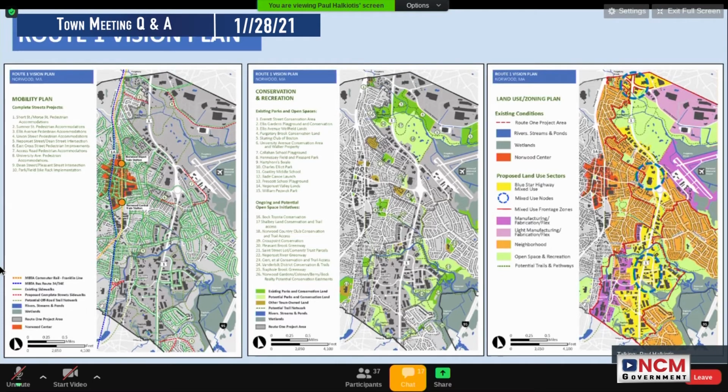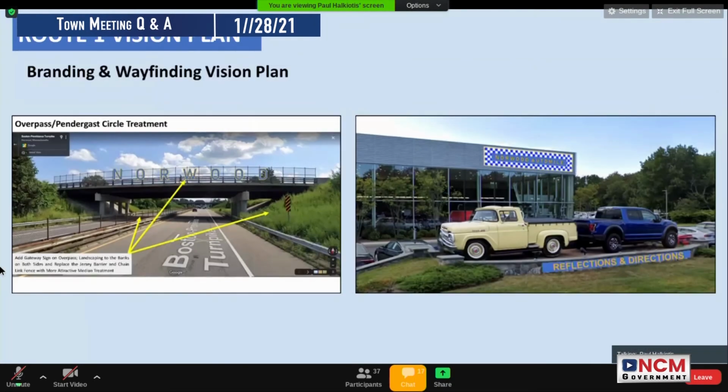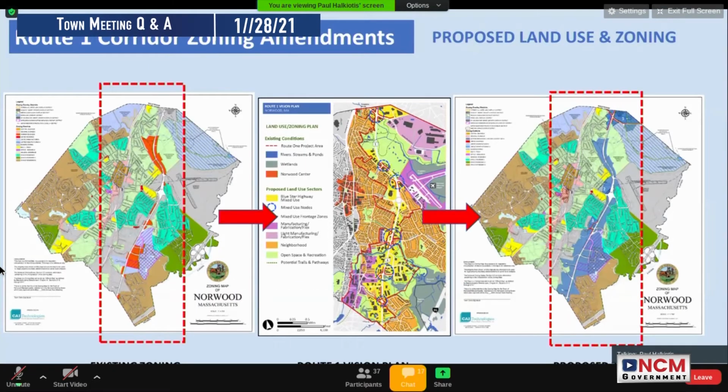The study was topical in some areas, looking at mobility, conservation and recreation, land use and zoning. Consultants even made some recommendations to change and expand how Route 1 is branded. As you all know, back in the 60s and 70s, Ernie Bach Sr. branded the Auto Mile, and it's known as that today. There are some recommendations to perhaps try to revive that and expand upon it to help bring more customers to those businesses along the Auto Mile. So as I mentioned a minute ago, the process followed by Ted Provitz, our consultant, and the sub-consultants working with him, was to look at the existing zoning, develop a vision plan, and then propose a new zoning scheme.